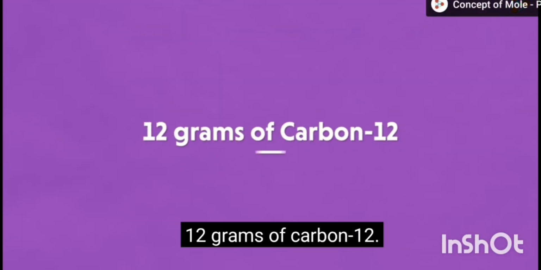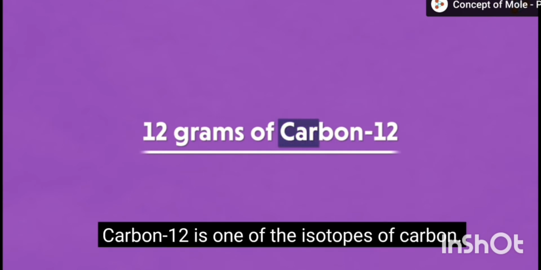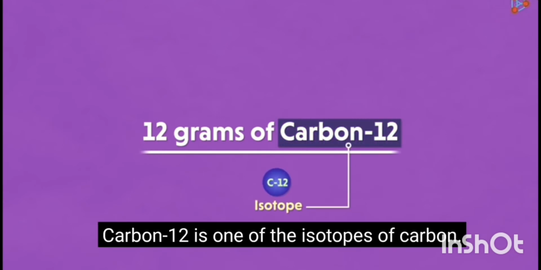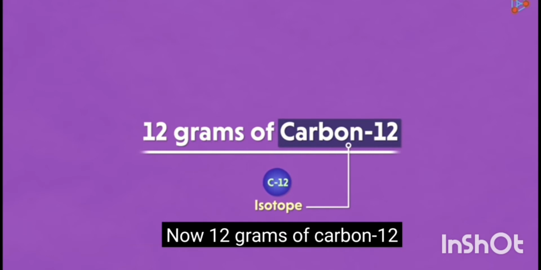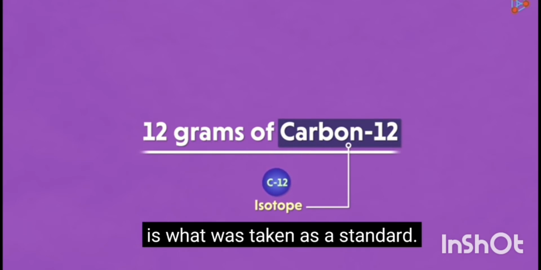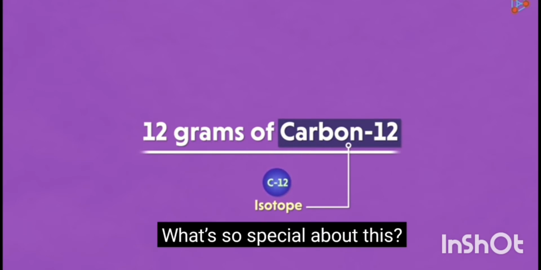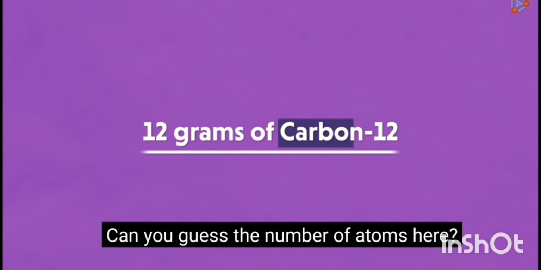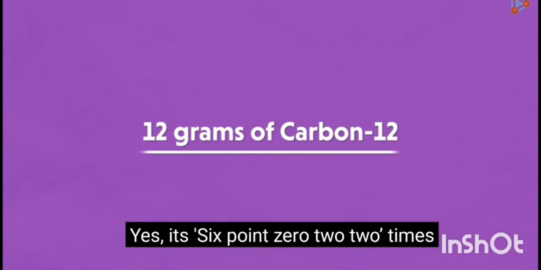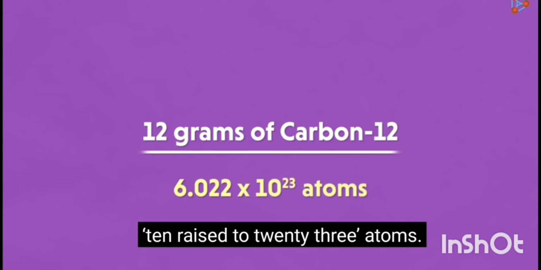What do we have on the screen now? 12 gram of carbon-12. Carbon-12 is one of the isotopes of carbon. Now 12 gram of carbon-12 is what was taken as standard. What's so special about this? Can you guess the number of atoms here? Yes, it's 6.022 times 10 raised to 23 atoms.